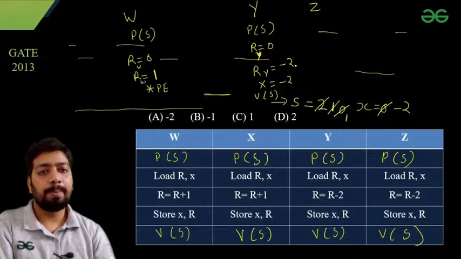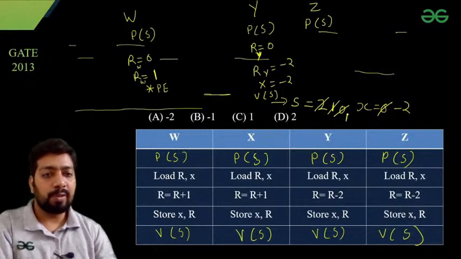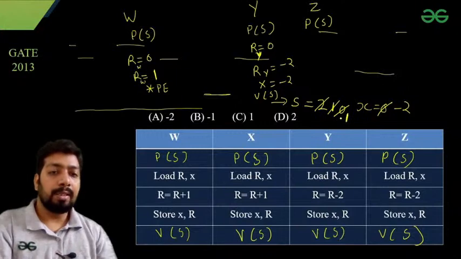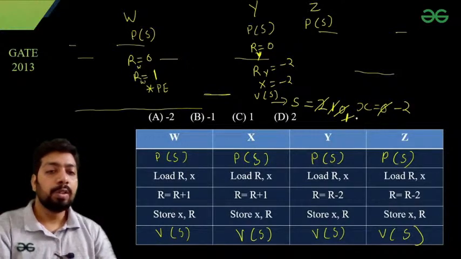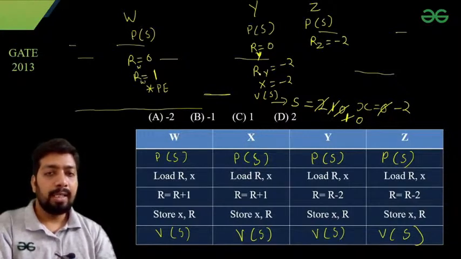Now process Z comes into the picture, and process Z will execute P of S first. That will be executed successfully because in the critical section two processes can exist simultaneously, since the initial value of the semaphore was 2. So it goes to 0. It will read x, now minus 2. So the value of r of Z is minus 2 here. And here you can see it will decrement the value by 2. So r of Z will go to minus 4.